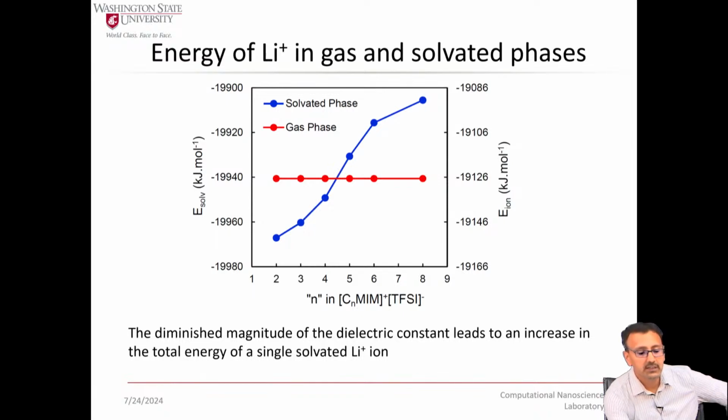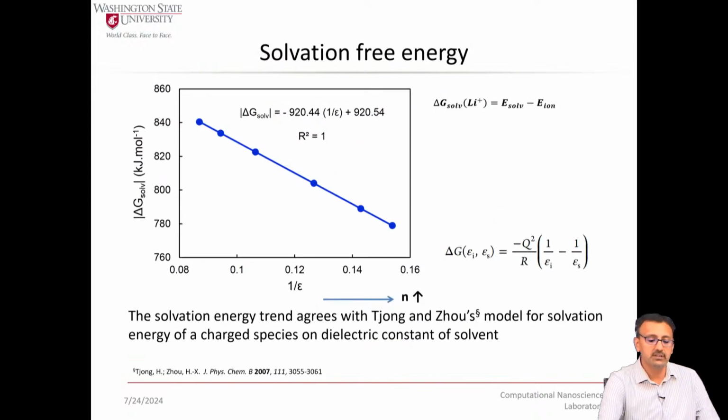So, what you see here is the gas phase energy of the lithium ion, which is nearly constant, and the energy of the lithium ion in various electrolytes that we considered. Remember, the electrolytes are with a side chain length of 2, 3, 4, and all the way up to 8. So, what we find is the energy goes up with the chain length. Basically, as the chain length goes up, the dielectric constant of that ionic liquid decreases, which leads to the trend we see in the solvation energy of the lithium ion.